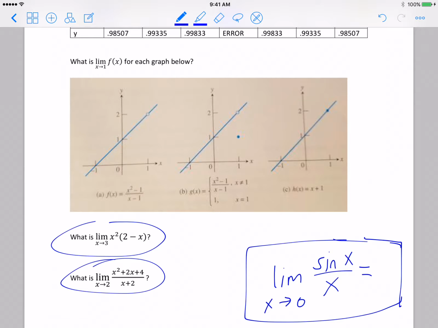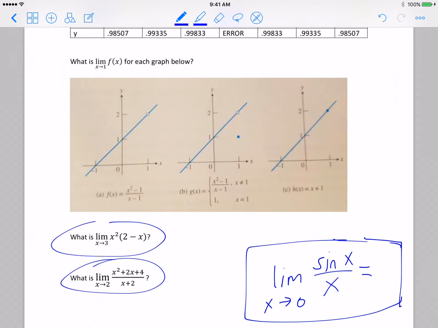Okay, I'm back to the idea of the limits, this time using examples. How do we find the limit of x squared multiplied by 2 minus x as the x value approaches 3, as x gets near 3? So for now, let's take a look at this graphically.